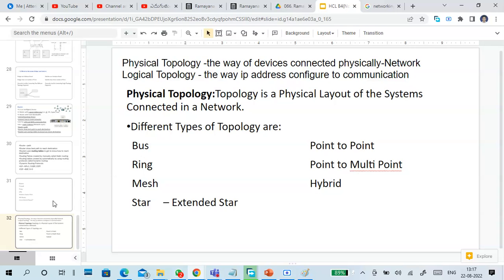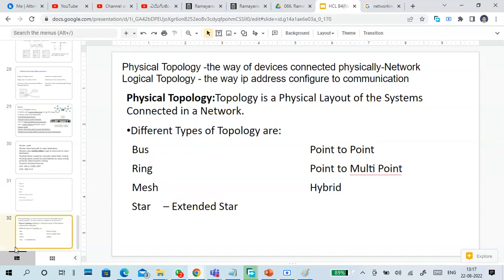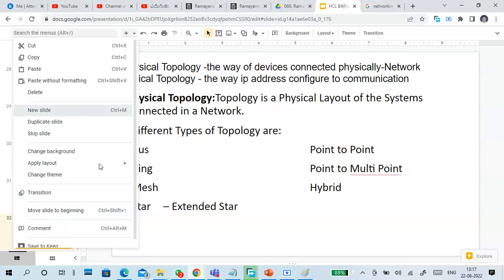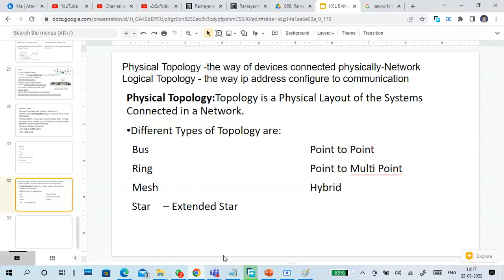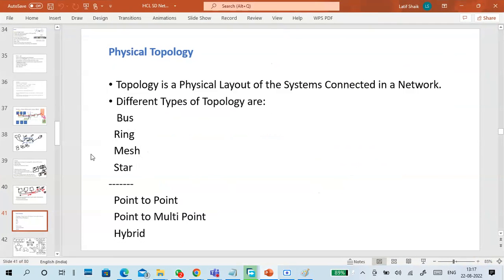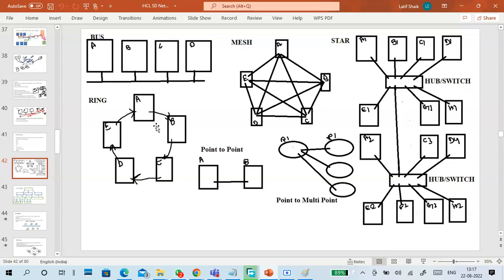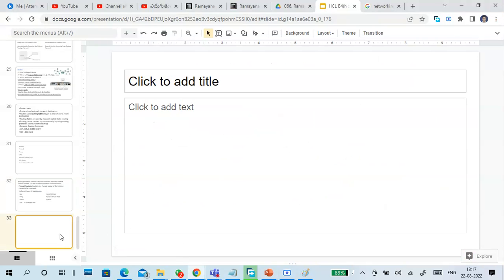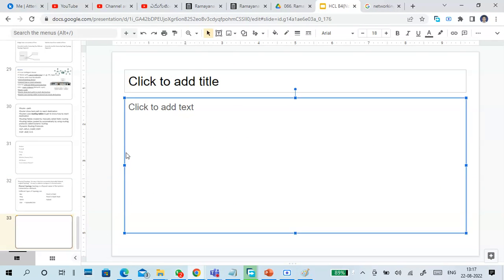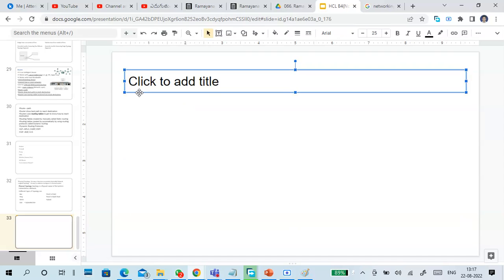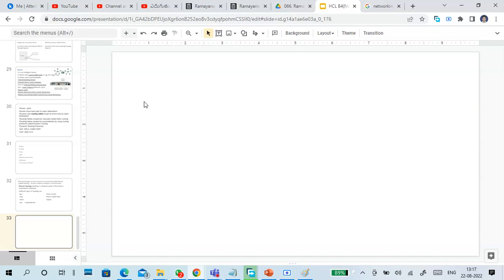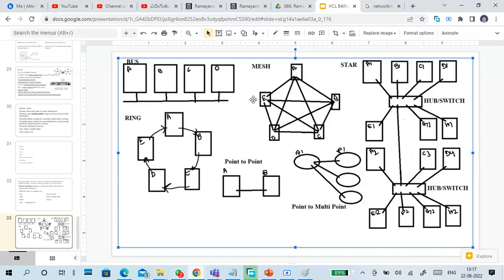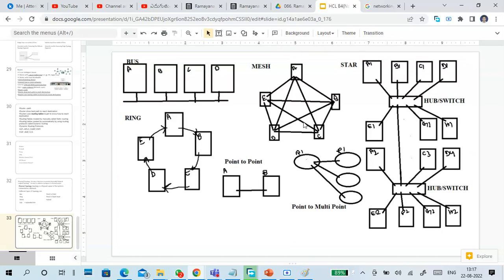So what is a physical topology? The way you are connecting devices together is called a physical topology. I think I gave a small explanation here. Diagrammatically it is very easy to explain, guys. So we know this one. Only the explanation we require, right? So that is enough.